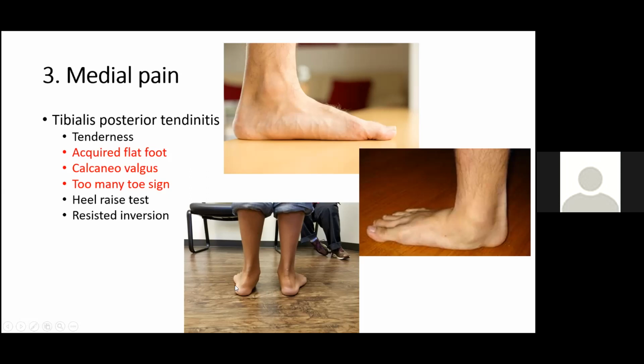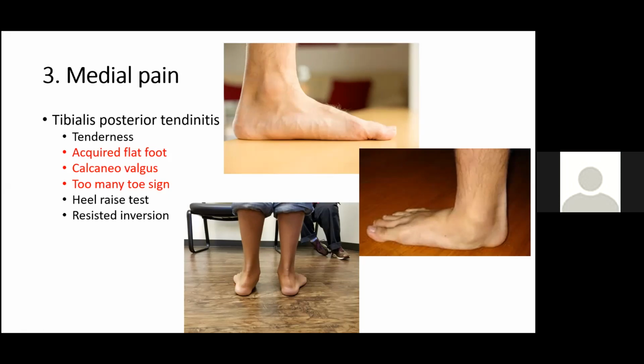So inversion is out and everters are overactive. So they will go into calcaneovalgus deformity. There will be calcaneovalgus deformity. In a normal person standing, we will only see the little toe. But in these patients, you can see too many toes, which is known as the too many toes sign. And again, ask the patient to do a repeated single heel raise test. That will be painful or there will be weakness, and resisted inversion will be difficult.